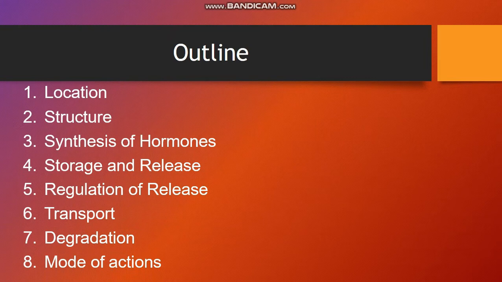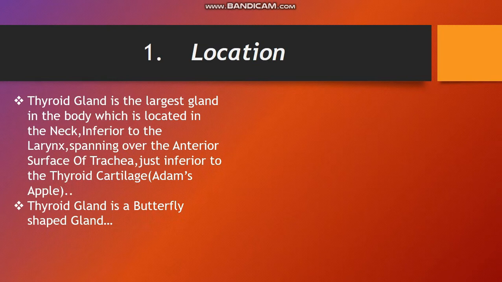These are the headings on which I will be talking. Effects and disorders. Well, location. Thyroid gland is the largest gland in the body, which is located in the neck, inferior to the larynx, spanning over the anterior surface of the trachea, just inferior to the thyroid cartilage, which is known as the Adam's apple.